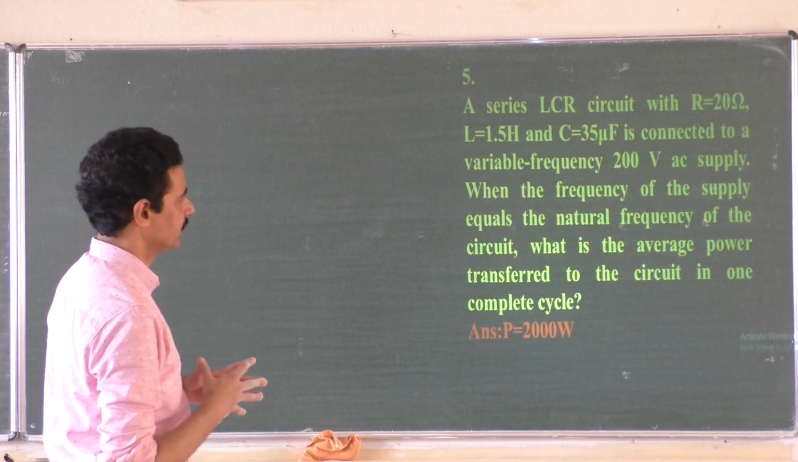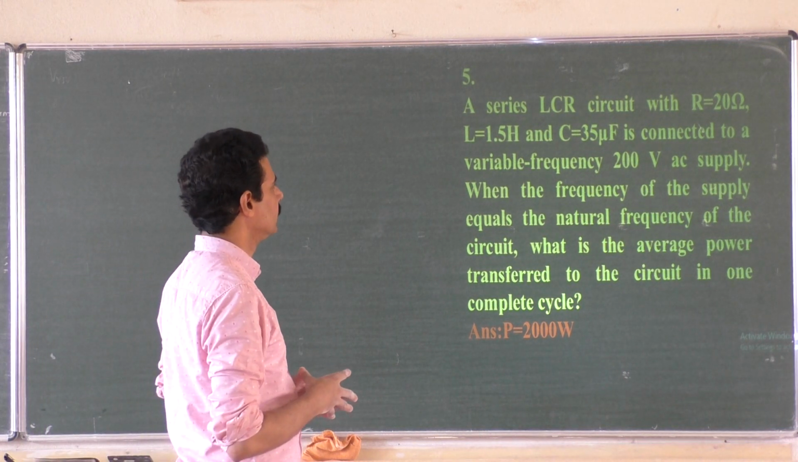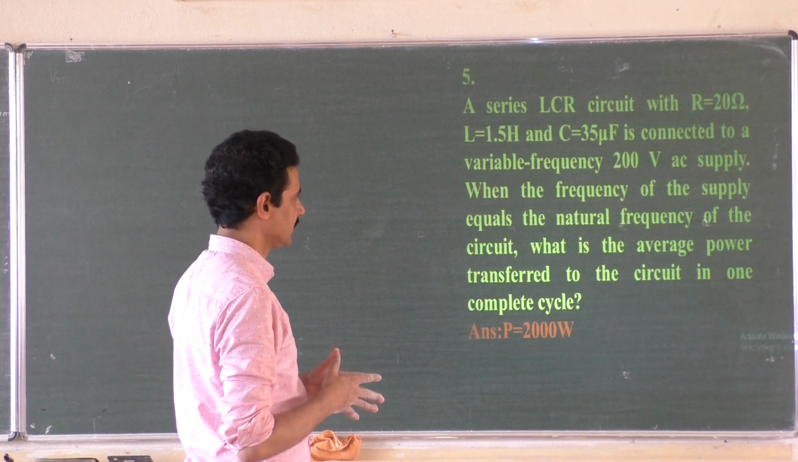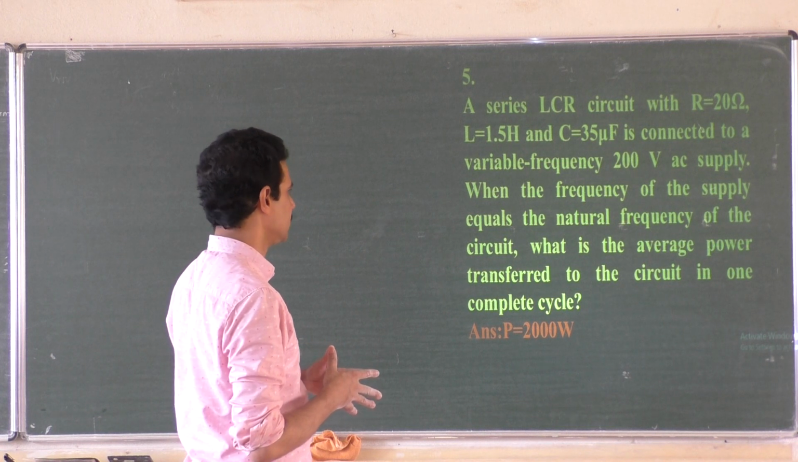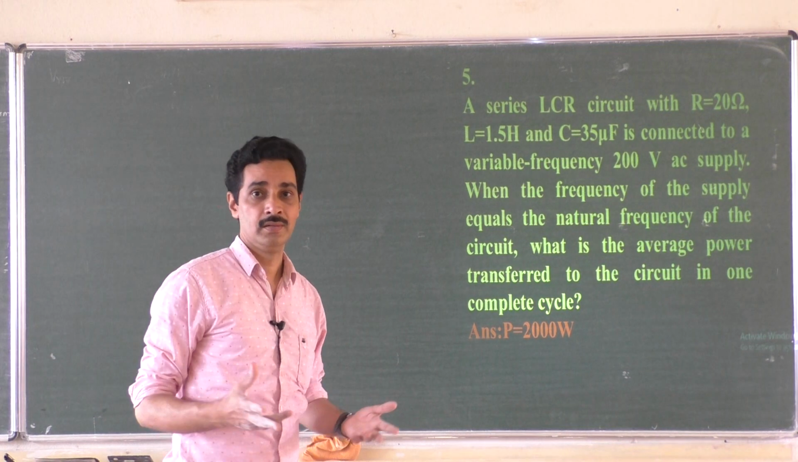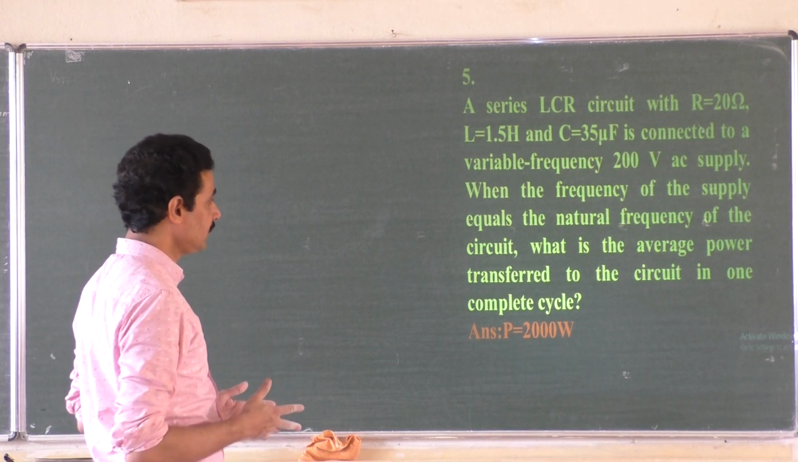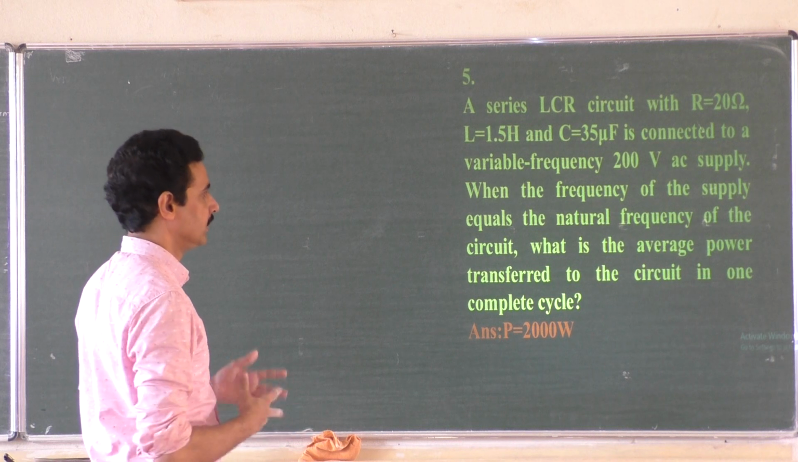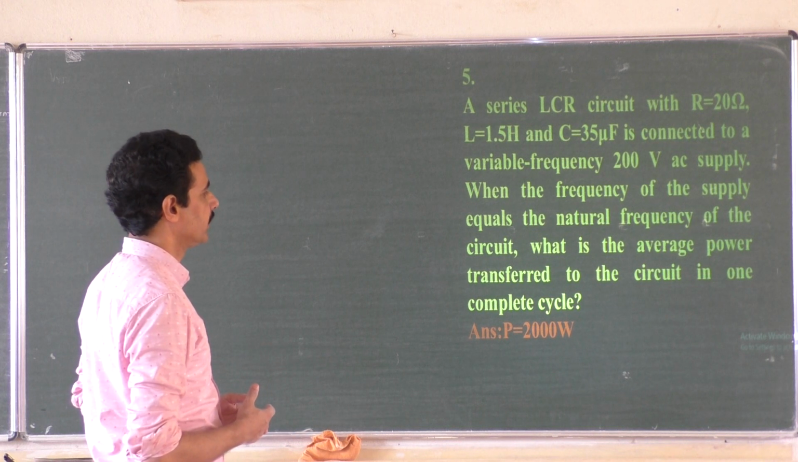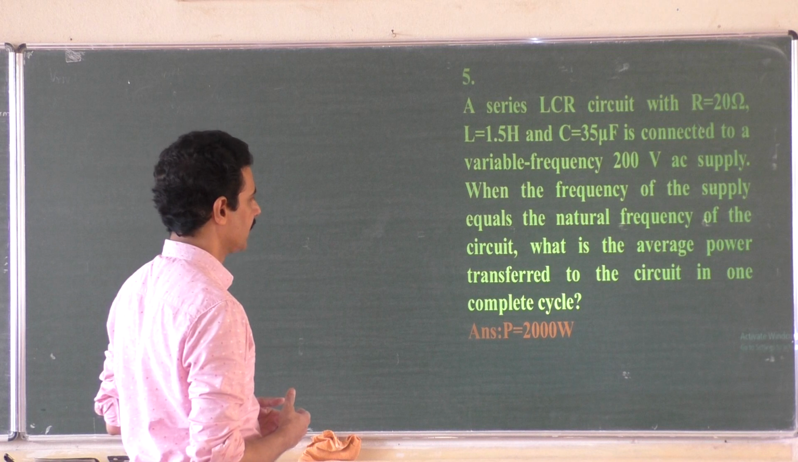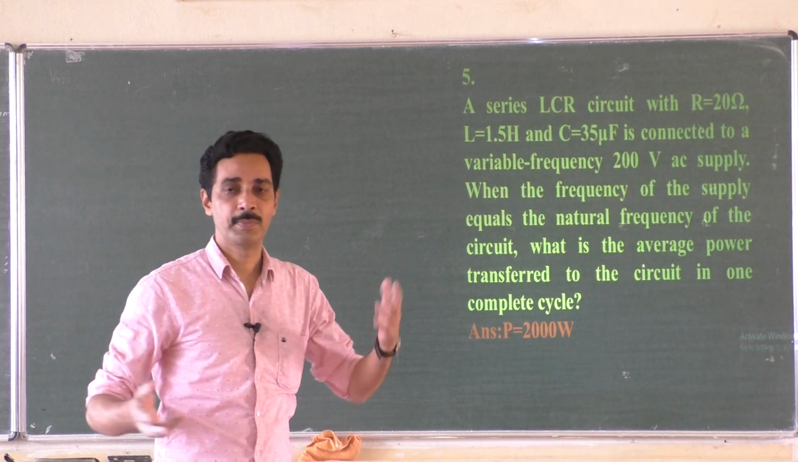A series LCR circuit with R equal to 20 ohm and L equal to 1.5 Henry and C equal to so much is connected to a variable frequency 200 volt AC supply. Frequency is not given. When the frequency of the supply is equal to the natural frequency of the circuit, what is the average power transferred to the circuit in one complete cycle? What is power dissipated?